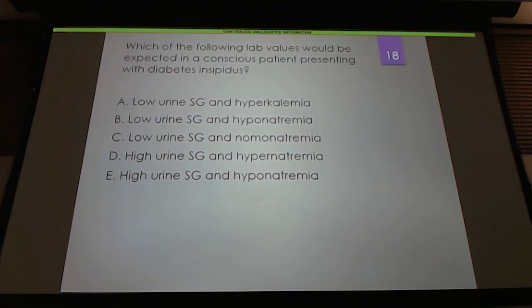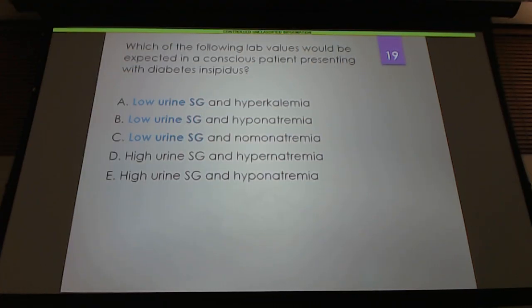Urine. Okay, let's start with the urine this time. Specific gravity. In diabetes insipidus, they have a large voluminous clear water. So what's our specific gravity? Low, right? Sweet. So we're down to 3. A, B, C.